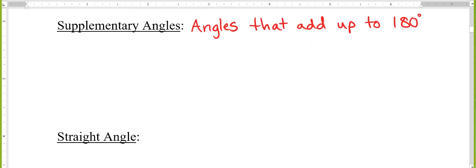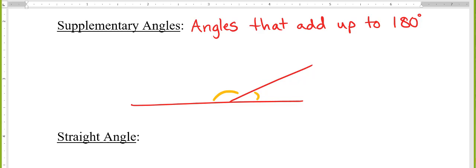You remember how to draw a straight angle? You're doing it with your pencil. A straight angle is like a straight line. So if you have supplementary angles, those two angles would be supplementary. This angle plus that angle would equal 180 degrees.